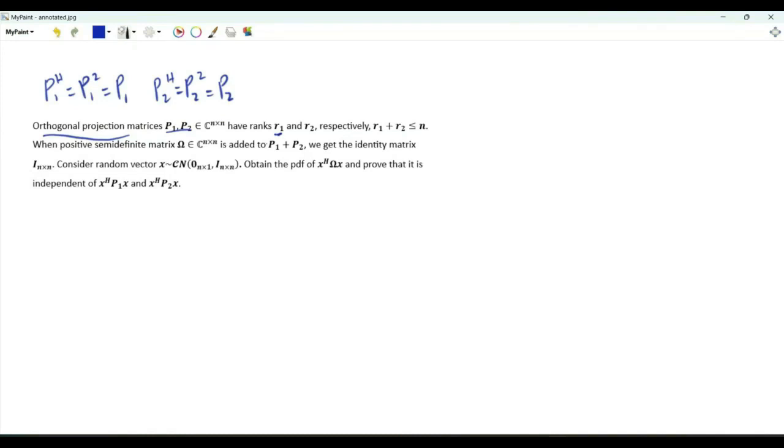The rank of P1 is R1. P1 has R1 unity eigenvalues and n minus R1 zero eigenvalues. The rank of P2 is R2. The sum of the two ranks is less than or equal to n. There is a third matrix, omega, of the same size, n by n. P1 plus P2 plus omega is equal to the identity matrix.